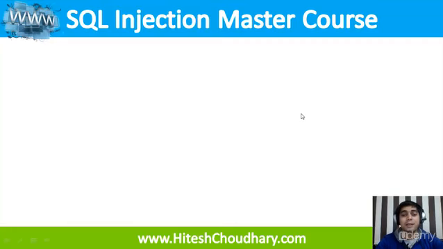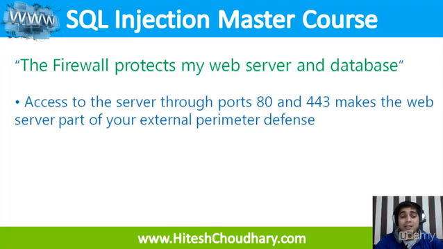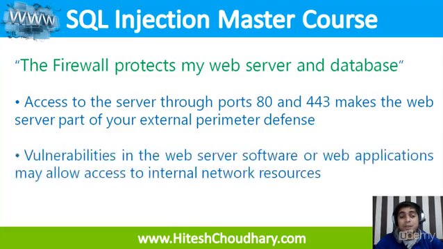The very first SQL injection misconception is that the firewall protects my website, web server, and database as well. To be very honest, with SQL injection, access to the server through port 80 or port 443 makes the web server a part of your external perimeter defense. Vulnerabilities in the web server software or web application may allow access to internal network resources. The firewall is not a permanent solution for these types of SQL injection, or rather, it is not a solution at all.